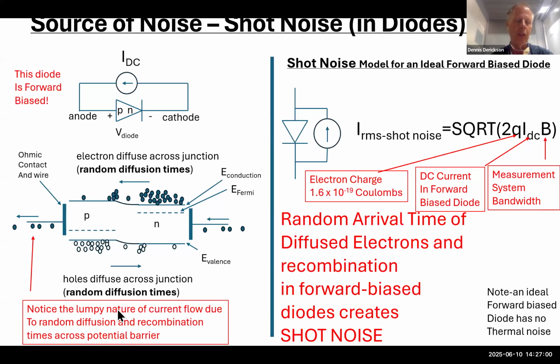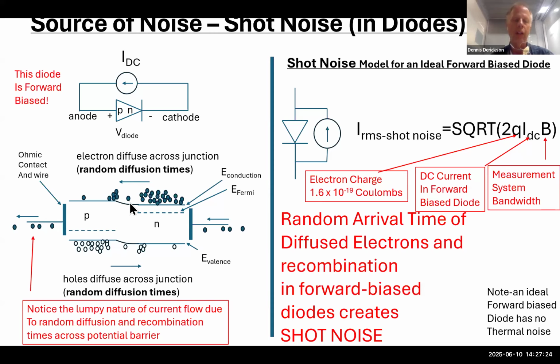So I say, notice the lumpy nature of current flow due to random diffusion and recombination times across this potential barrier. And we just got done with a thermal noise talk like this, and I note here that there is no thermal noise in this situation. It's just shot noise in a diode that's forward biased.